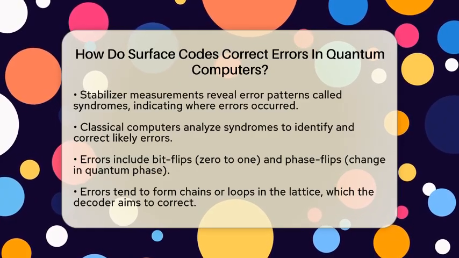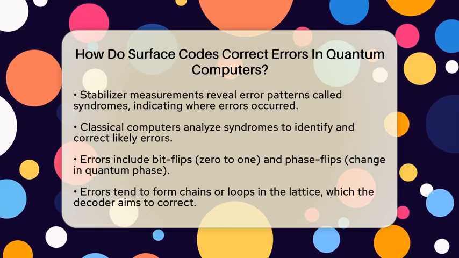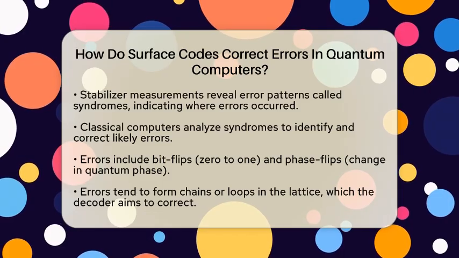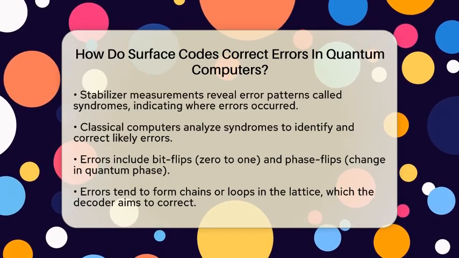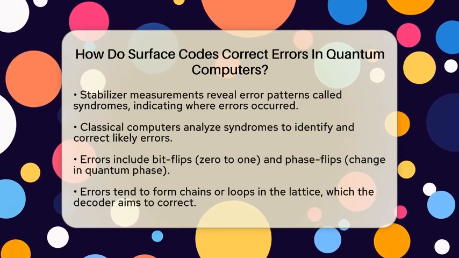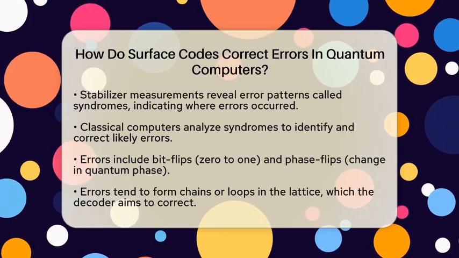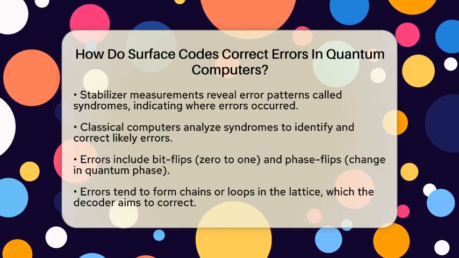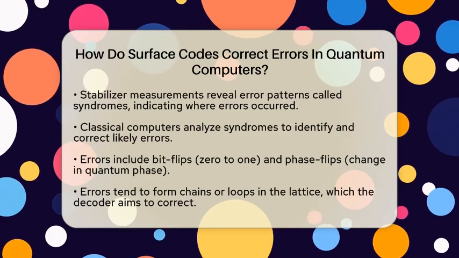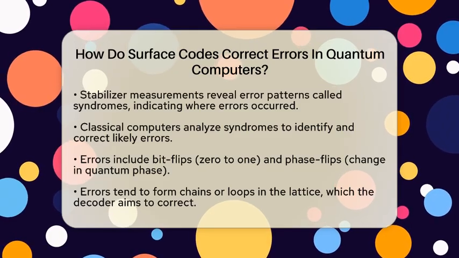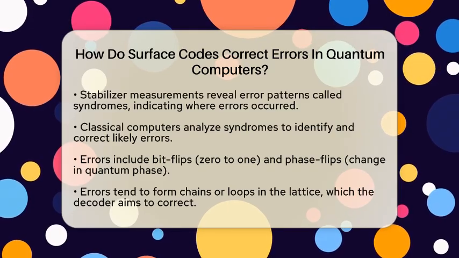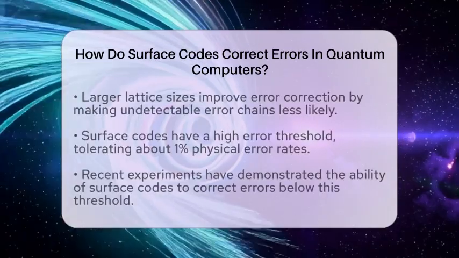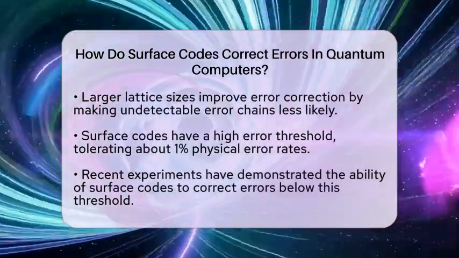Physical qubits often experience bit flip errors, where a 0 turns into a 1, or phase flip errors, which change the quantum phase. The surface code detects these errors by noticing changes in the stabilizer measurements. Because the qubits are arranged in a two-dimensional lattice, errors tend to form chains or loops. The decoder then pairs up the error syndromes to correct these chains, minimizing the chance of a logical error slipping through. One of the biggest advantages of surface codes is their high error threshold.